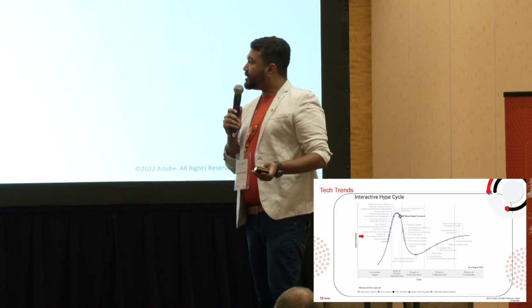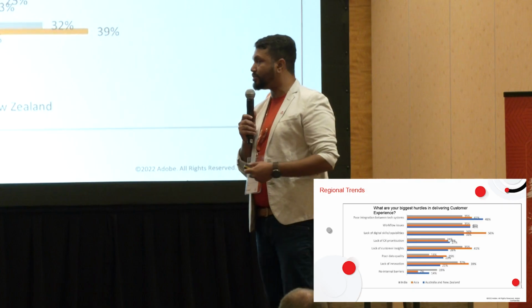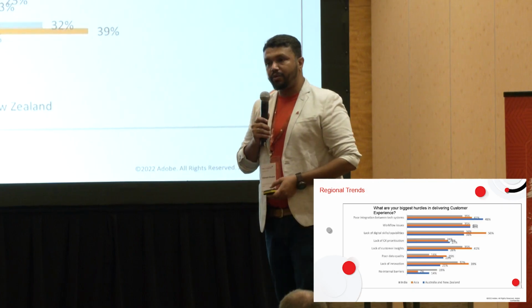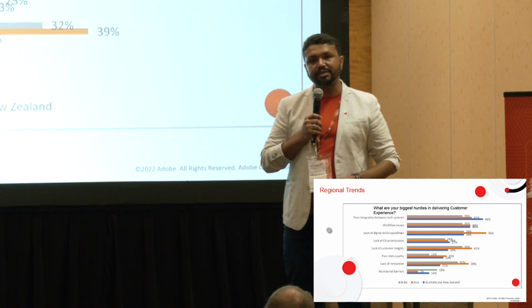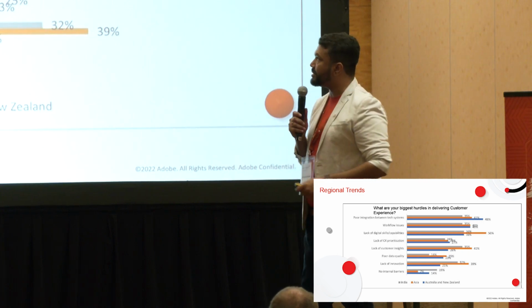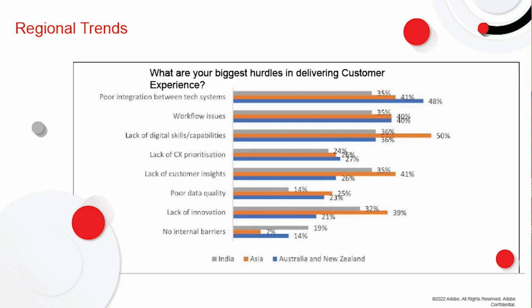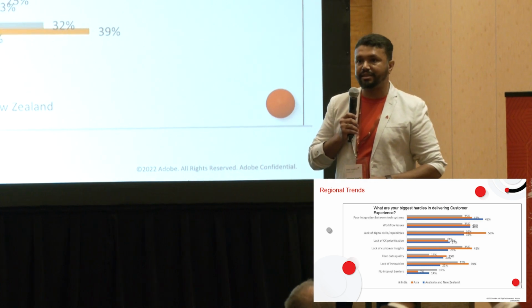We also did a survey. This was a survey done in Southeast Asia, just in order to understand the regional trends. It was done by Adobe with some of its merchants and some of its SI partners, just in order to understand what kind of complexity they face, right? Poor integration with tech systems comes on top. That is the biggest problem that has been raised by the SIs and the partners in this region, right?